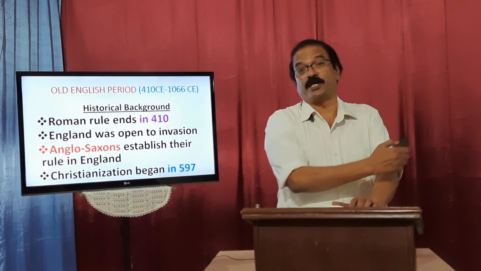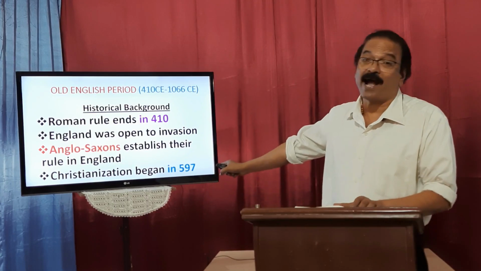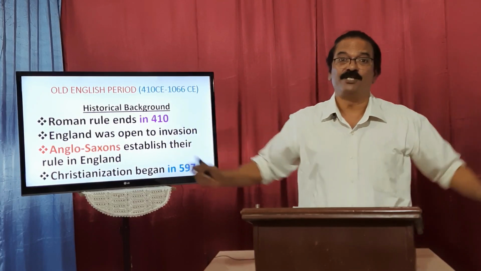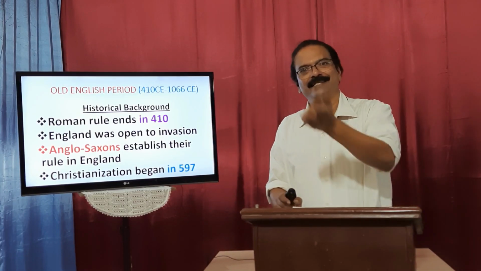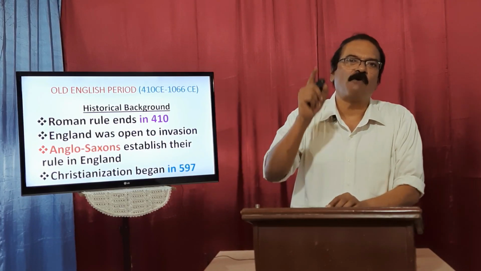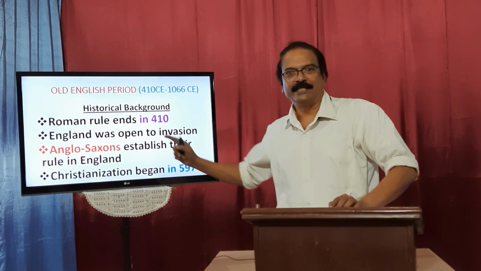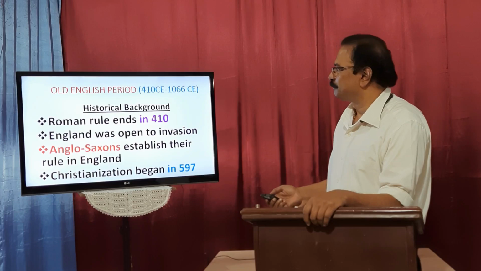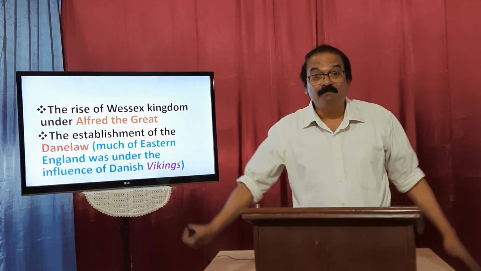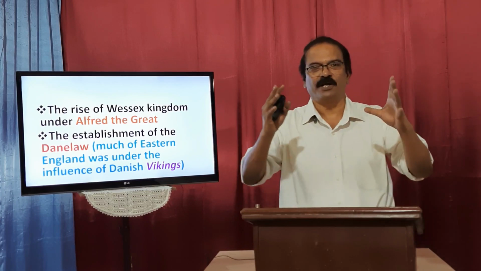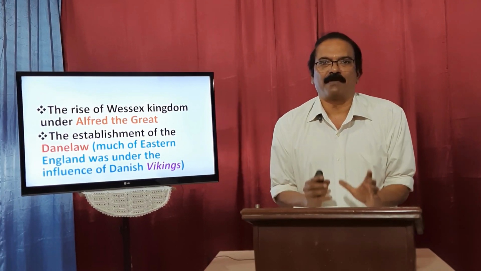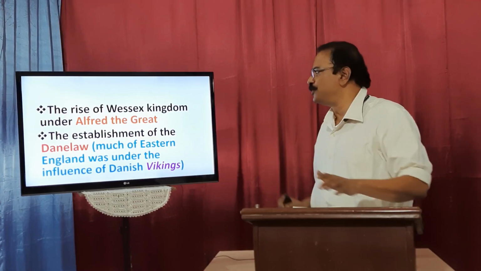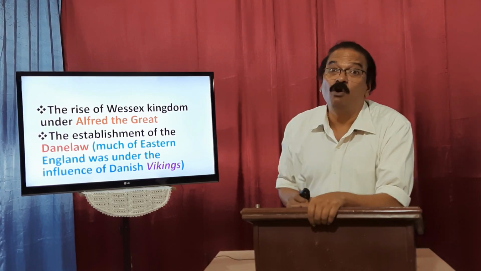Then Christianization of England began in 597 under the patronage of Saint Augustine. Don't mistake this Augustine with the Augustine of Hippo. That's a different Augustine. This Augustine was the first bishop of Canterbury. Okay. The rise of Wessex Kingdom under Alfred the Great. Alfred the Great was one of the great kings among the Anglo-Saxons. And he ruled the Wessex region. The establishment of the Dane Law.